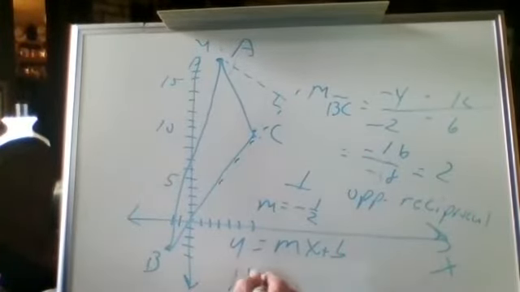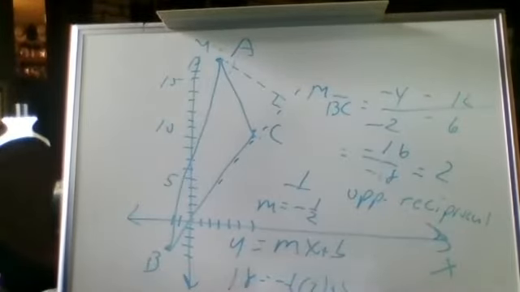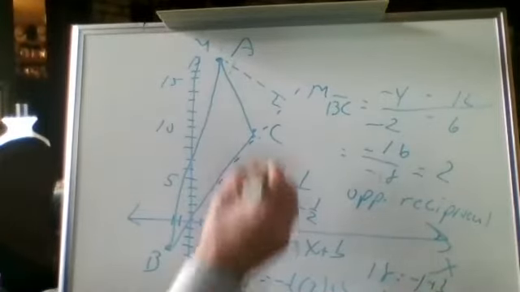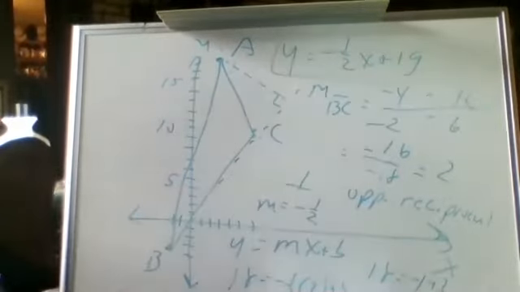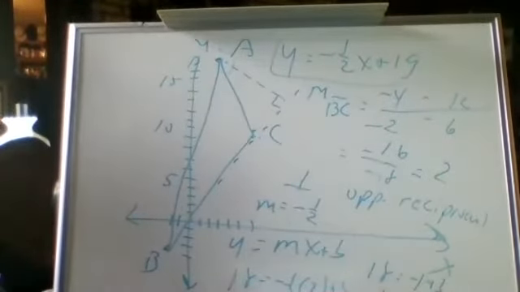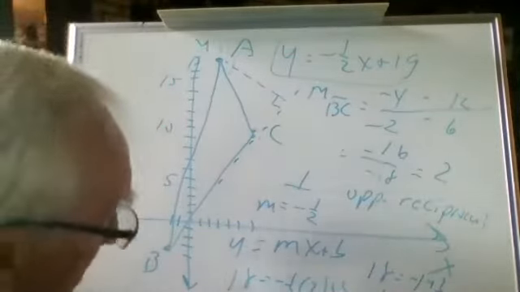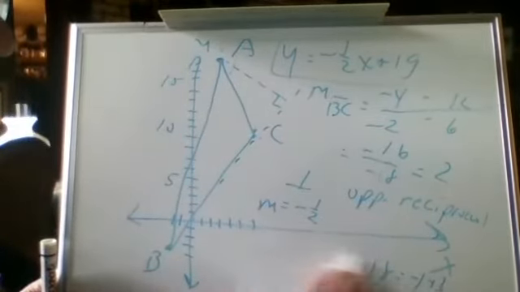So this is 18 equals negative 1/2 times 2 plus b. So 18 equals negative 1 plus b, add 1, b equals 19. So my equation is y equals negative 1/2 x plus 19 is the equation for the altitude of segment BC. All right. Okay, so you should be able to get all that written down. I'm going to erase and you guys can pause.